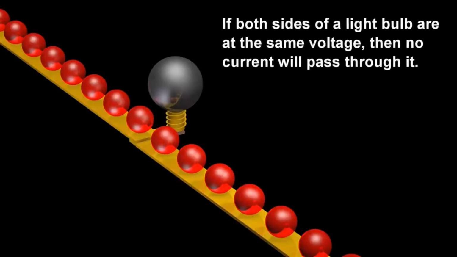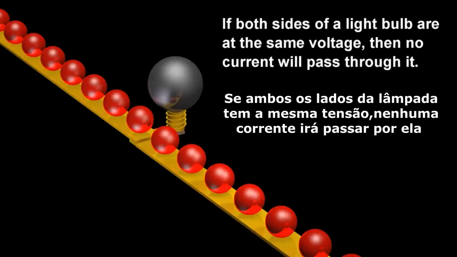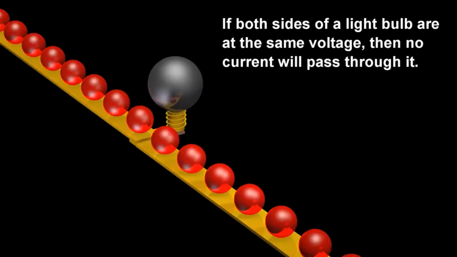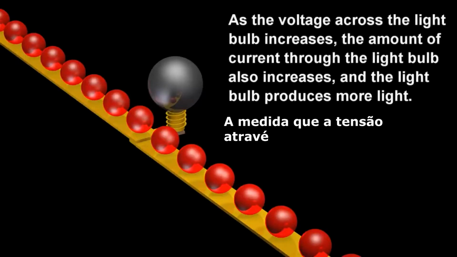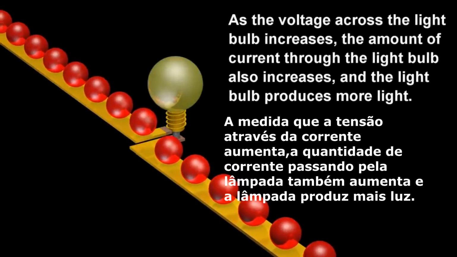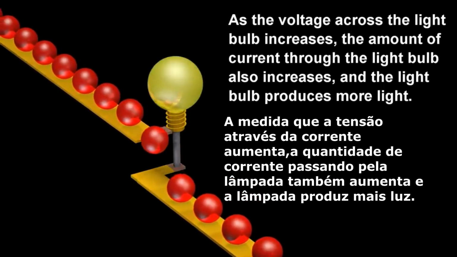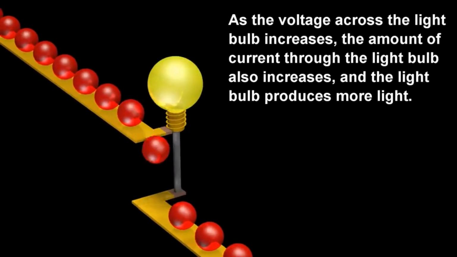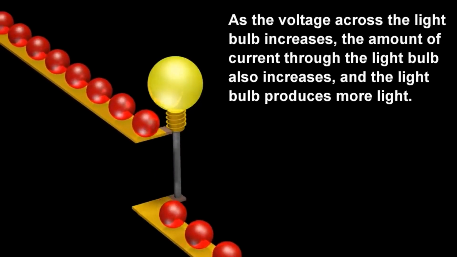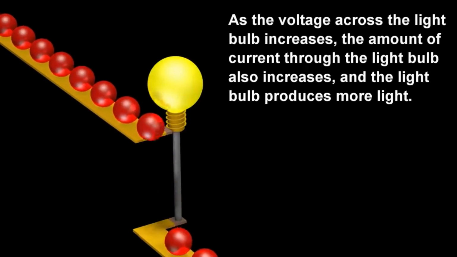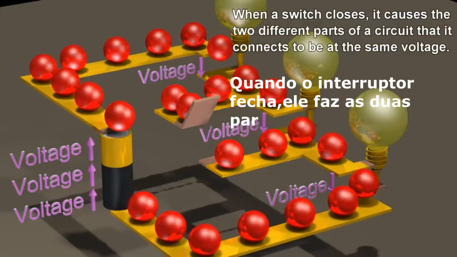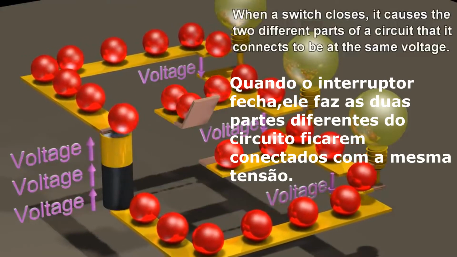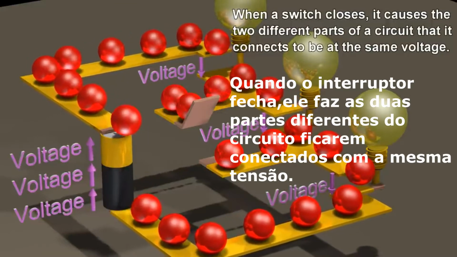If both sides of a light bulb are at the same voltage, then no current will pass through it. As the voltage across the light bulb increases, the amount of current through the light bulb also increases, and the light bulb produces more light. When a switch closes, it causes the two different parts of a circuit that it connects to be at the same potential energy.